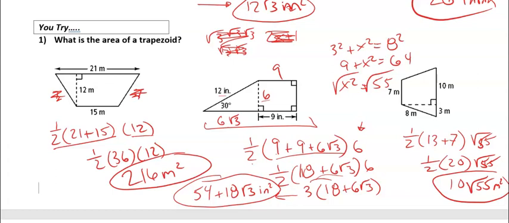The next one, we have our bases, so I can set up the first part, but I need to know my height. So I use the Pythagorean theorem to figure that out. Now it's not a nice, pretty Pythagorean triple. It spits out rad 55. So I have 1/2 of 20, which is 10, times rad 55. Anybody have any questions on that?